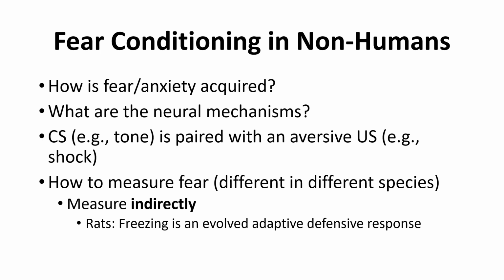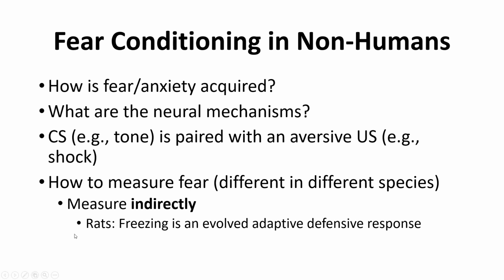In non-human animal research, they tend to focus on how that fear or anxiety is acquired, sometimes specifically looking at the neural mechanisms that underlie that acquisition. Now you might be thinking to yourself, how do you measure something abstract like fear in a non-human animal? If you're looking at it in humans, you can just ask them, on a scale of 1 to 10, how afraid are you? But you can't ask a rat how afraid they are. So instead, we have to measure fear in an indirect fashion in other species.